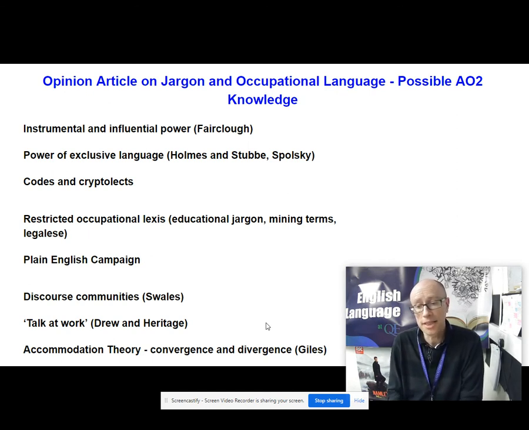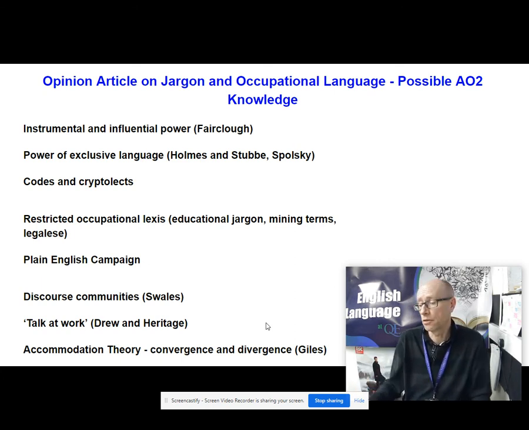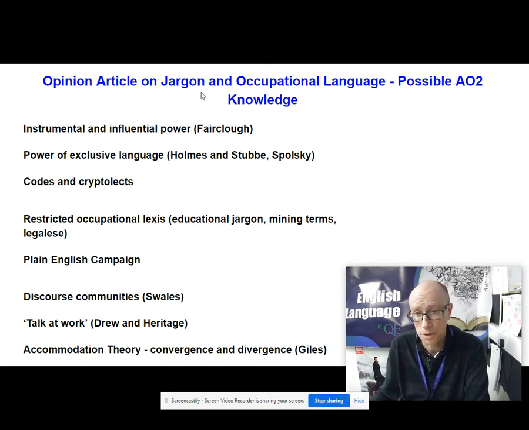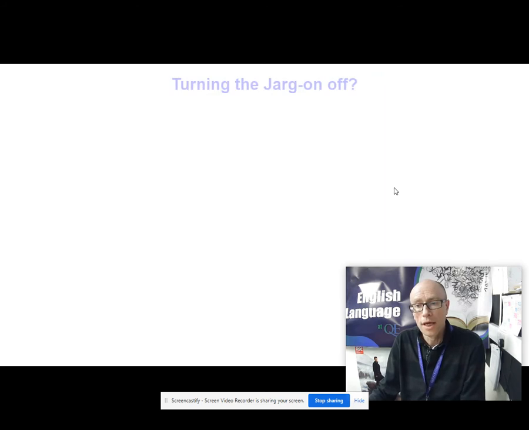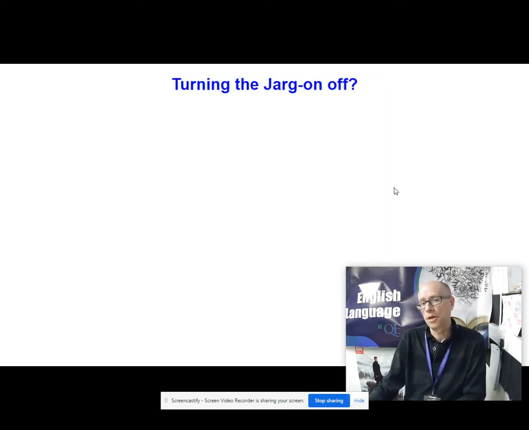Okay, this is people's natural tendency to want to converge with each other, or in certain circumstances, to diverge from people too. So if I were writing this article about jargon and occupational language, I probably would be wanting to include those sorts of things for my AO2. Here's me doing an example.